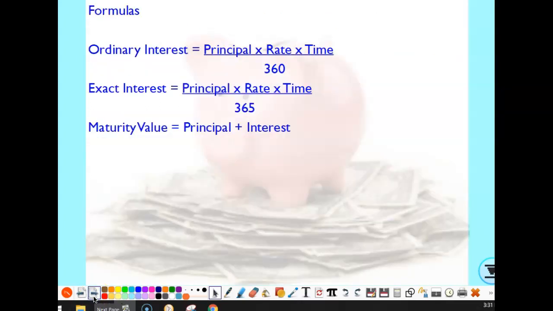So the two formulas that we're going to use: one is for ordinary interest, the other is for exact interest. If we just want to find interest in general, we take the principal times the rate times the time. If it's ordinary interest, we divide by 360, because ordinary means we're basing it on a 360-day year. If it's exact interest, we take principal times rate times time and divide by 365. The maturity value is the principal, which is the amount that you've borrowed, plus the amount of interest, which is what you get from calculating either the ordinary interest or the exact interest.